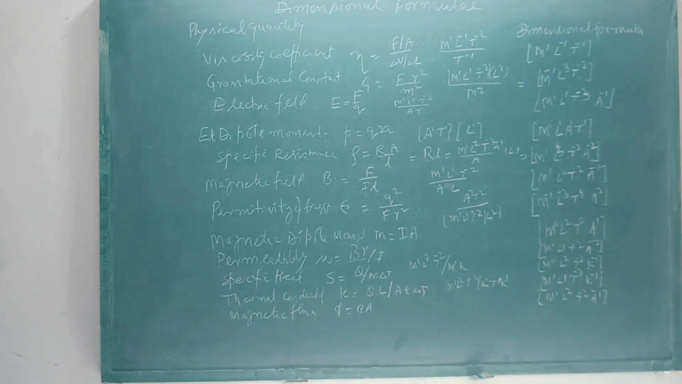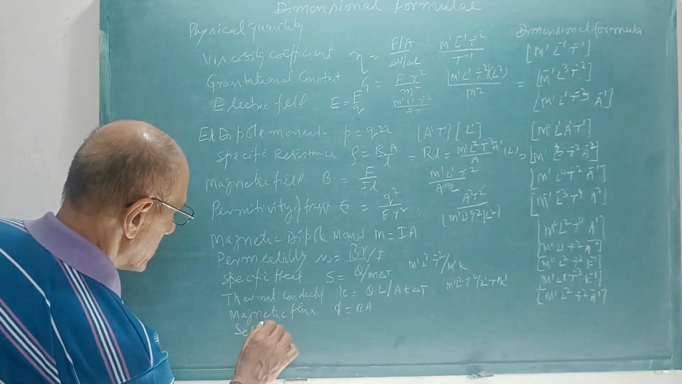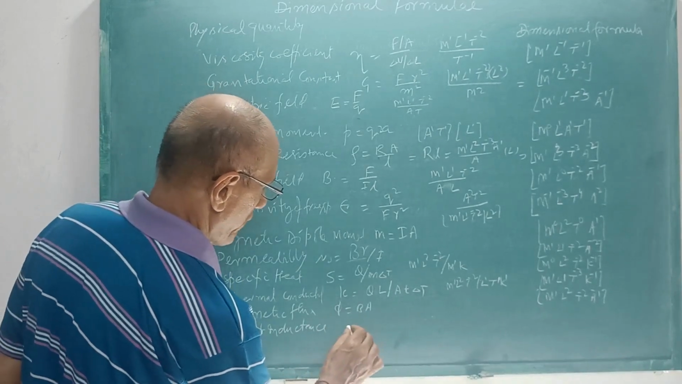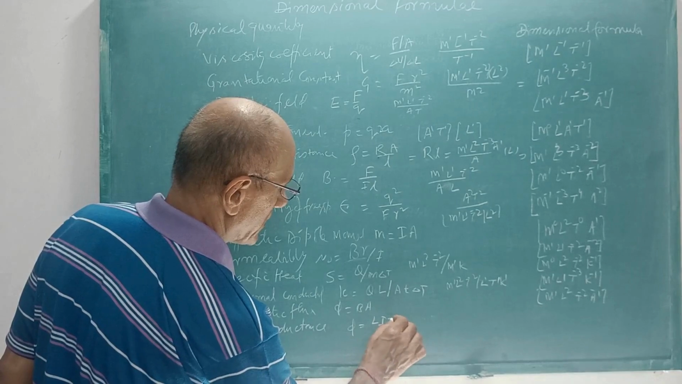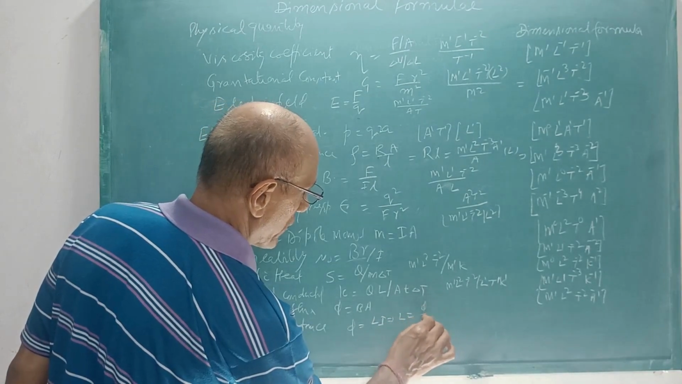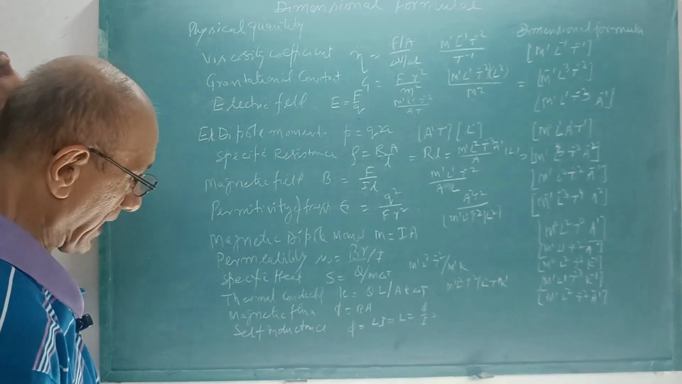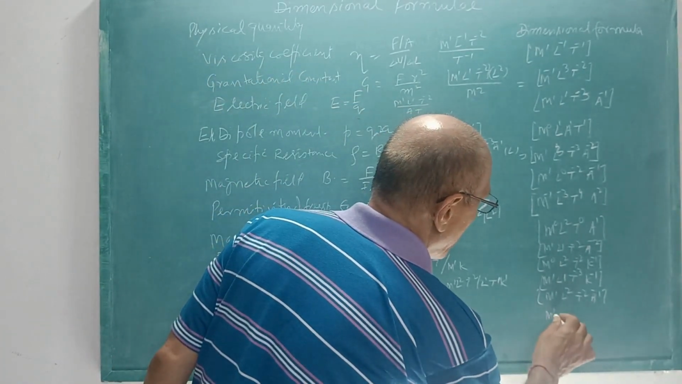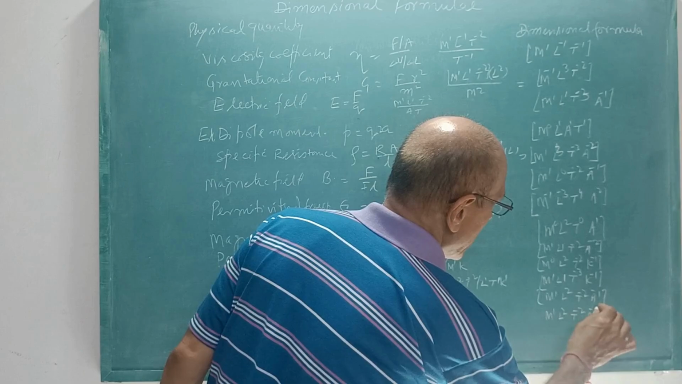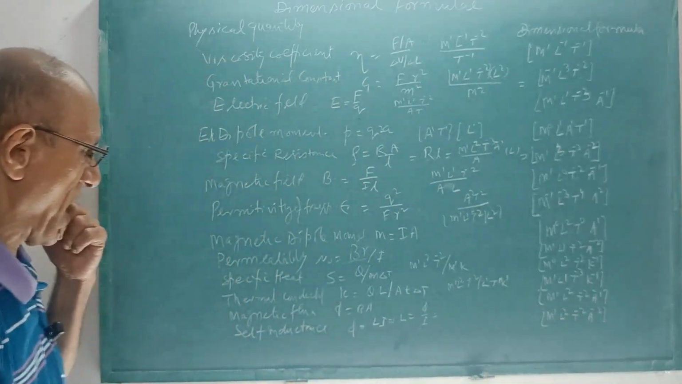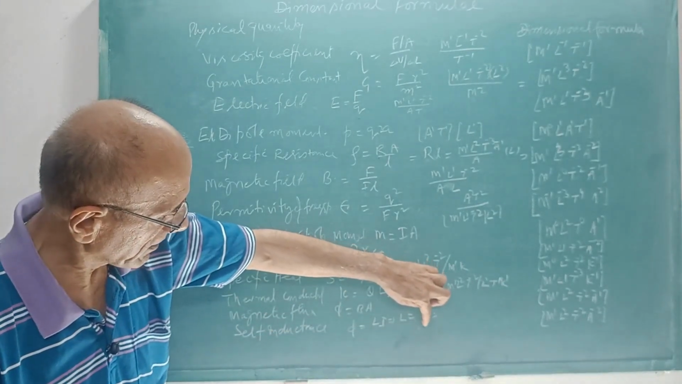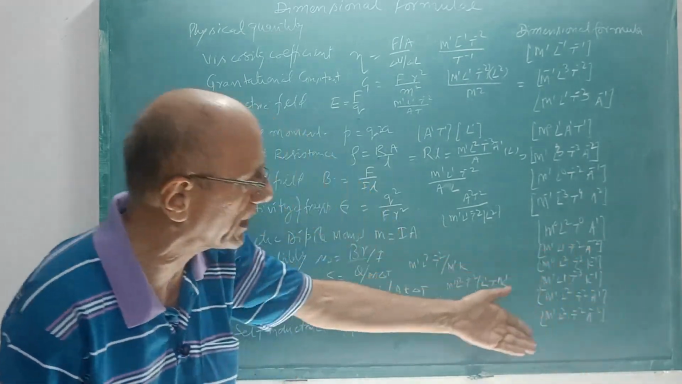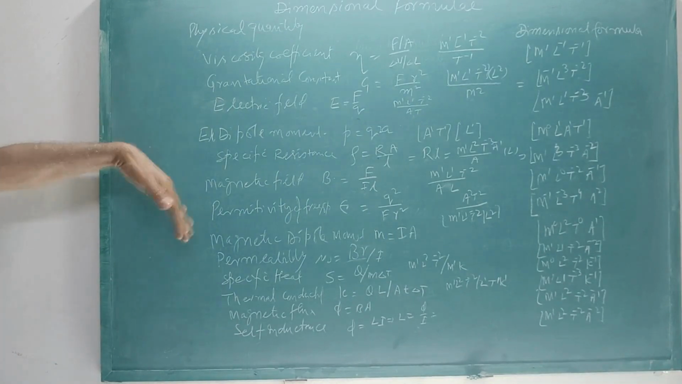Now you can get self-inductance. So phi is L i, or you can say L equals phi upon I. That means this magnetic flux divided by current. So here it will be M1 L2 T minus 2 A minus 2. Flux divided by current: flux is M1 L2 T minus 2 and A minus 1, minus 1 will become minus 2. We can just revise.